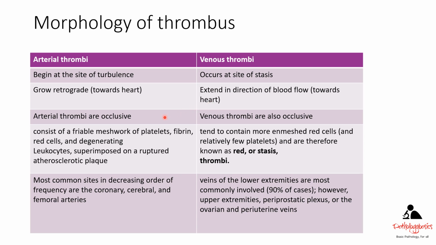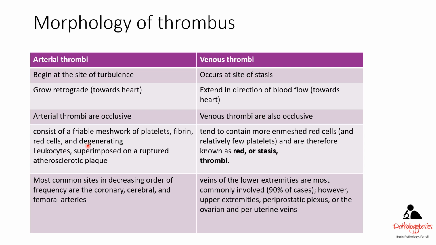Arterial thrombi are occlusive. We can take the example of myocardial infarction. The coronary artery becomes completely obstructed, occluded. Venous thrombi are also occlusive, but the problem is it's a venous thrombus. The arterial supply is still there, therefore infarction appears late in case of venous thrombi.